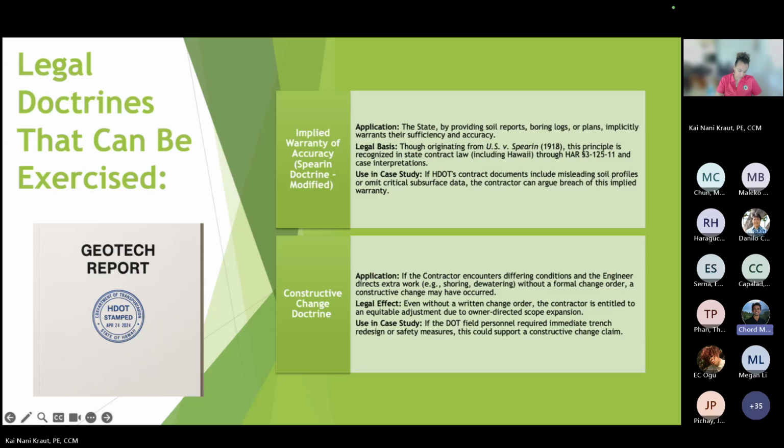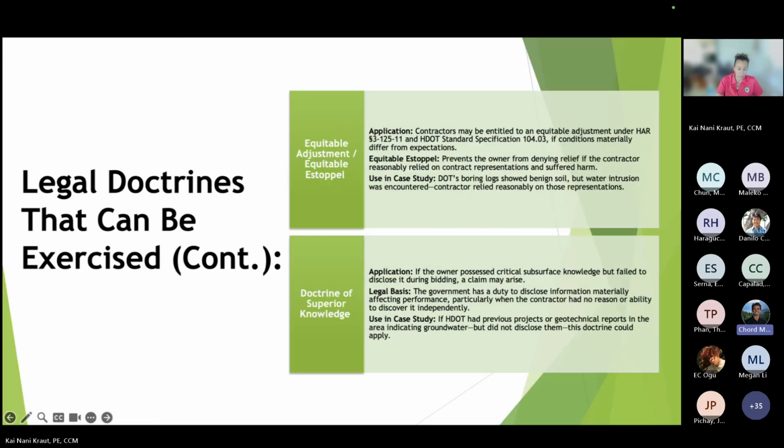So that's why that was part one of the training. On the next slide, we'll go through a couple more, some of which Kai already mentioned, and as you can see on the bottom there, the doctrine of superior knowledge.